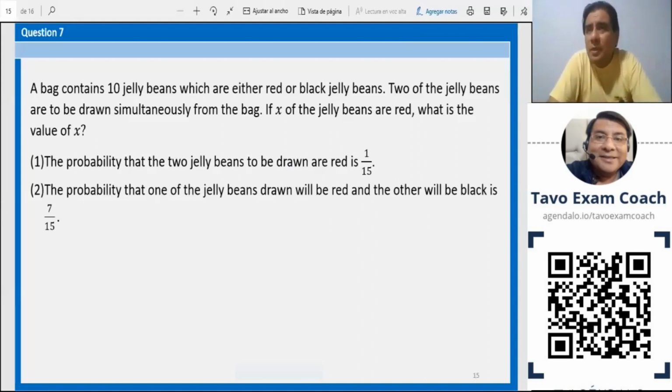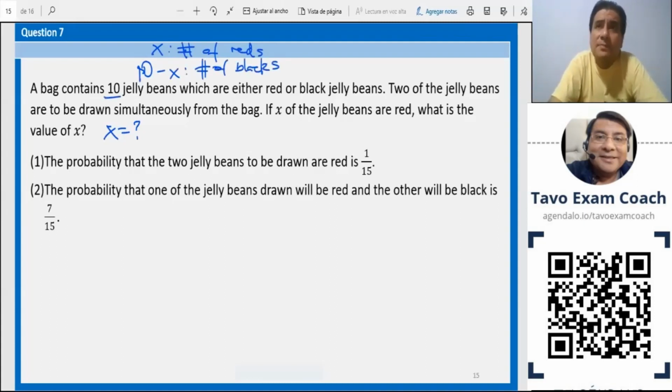How so? Okay, let's consider what we would do. We want to know what X is, but let's consider here. What is X? X is the number of reds. What is the number of blacks? It should be 10 minus X. That is the number of blacks. And 10 is the total number of beans.